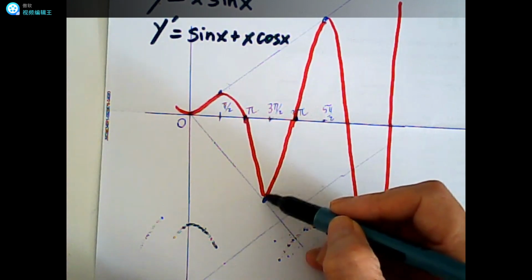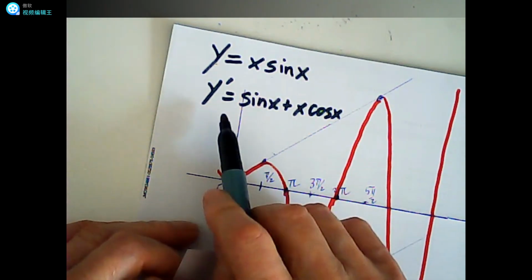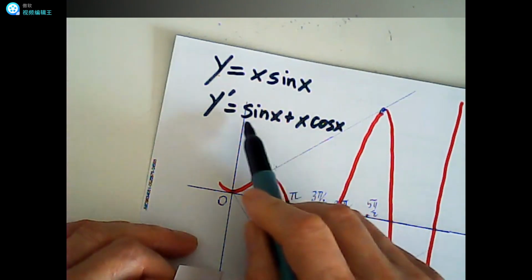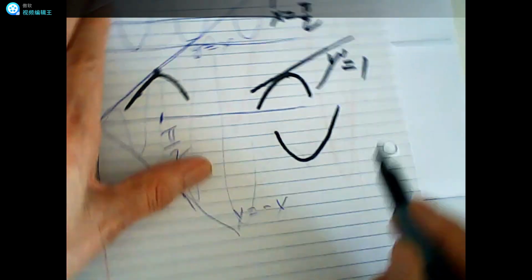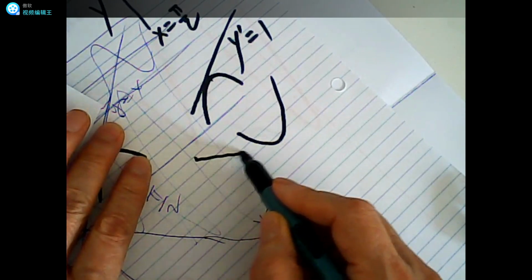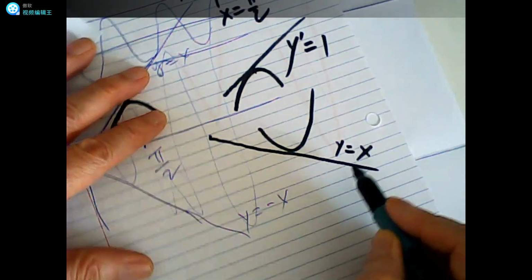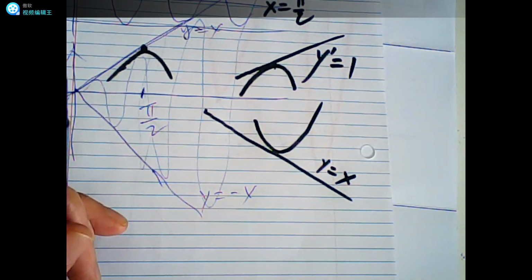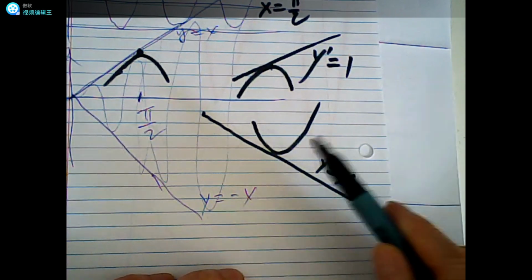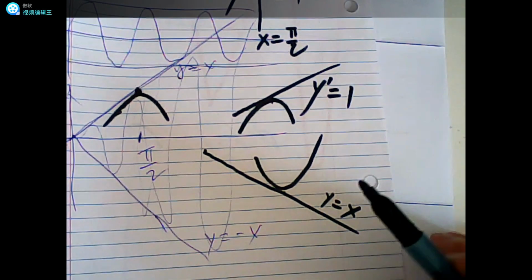At the same time, for this point at 3 pi over 2, the slope, the derivative at this point is -1. So the curve looks like this. This is y equals x, right? At this point the slope of the tangent line is -1. It's -1, not 0.